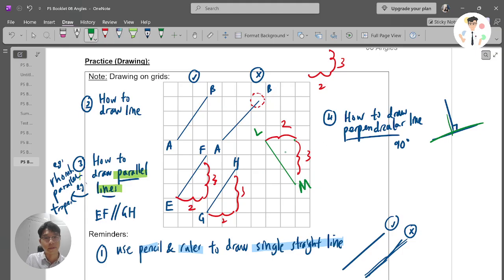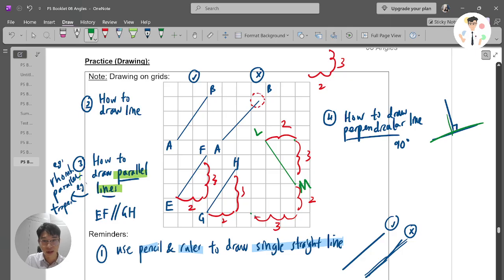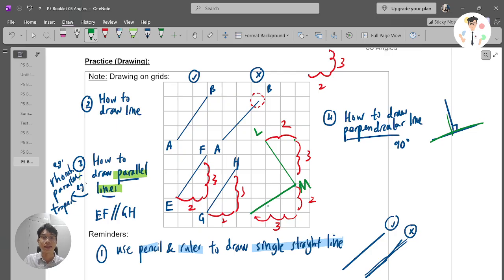Let's see. Okay, let me just draw here. Use this. So 1, 2, down, 1, 2, 3, right. So in this case, you can see this is my point. Then I will connect this point to this line. Okay, then you can see this is the line that we need. Then you can see this is exactly 90 degree.